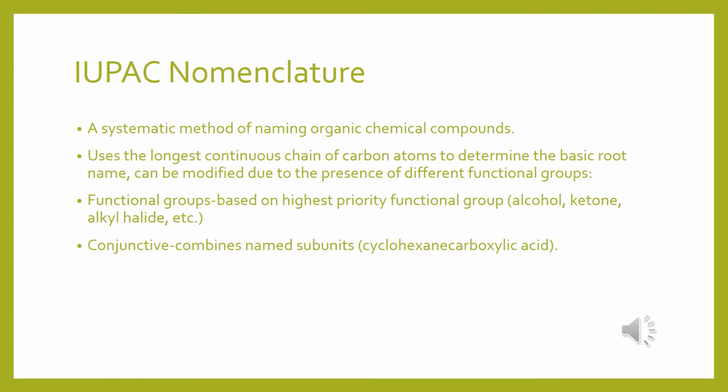IUPAC nomenclature is a systematic method of naming organic chemical compounds. It uses the longest continuous chain of carbon to determine the basic group name and can be modified due to the presence of different functional groups. Functional groups are based on the highest priority functional group: alcohol, ketone, alkyl halide, etc. Conjunctive nomenclature combines named subunits, cyclohexane carboxylic acid as an example.